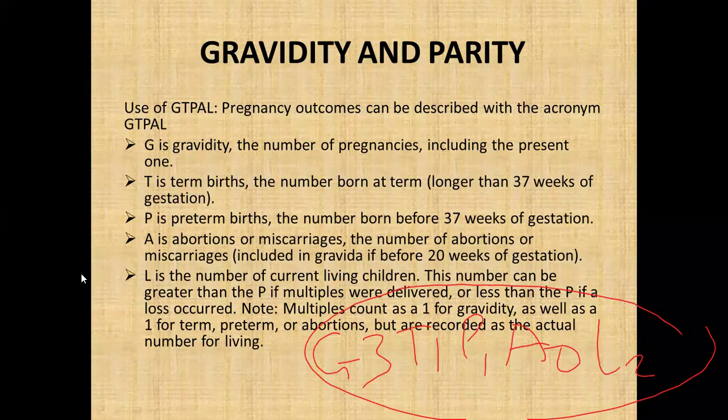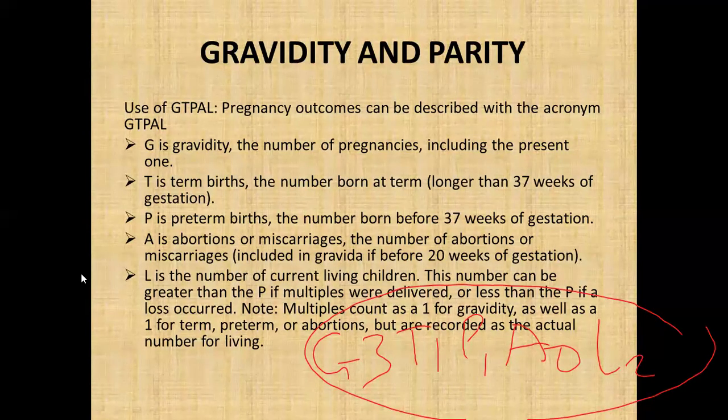So gravidity determines the number of times that a woman has been pregnant or had become pregnant. And then the parity. When we talk about parity, it means the number of pregnancies that an individual has carried beyond 20 weeks of gestation, beyond the week of viability. So we say that a fetus is viable when the fetus is beyond 20 weeks.